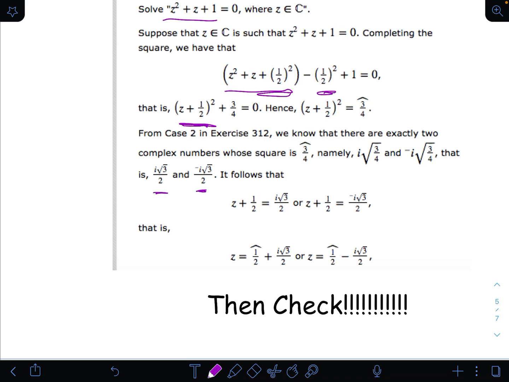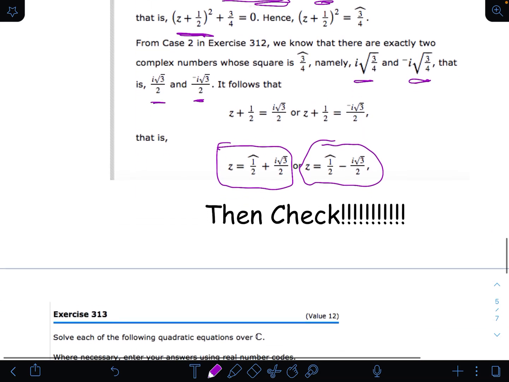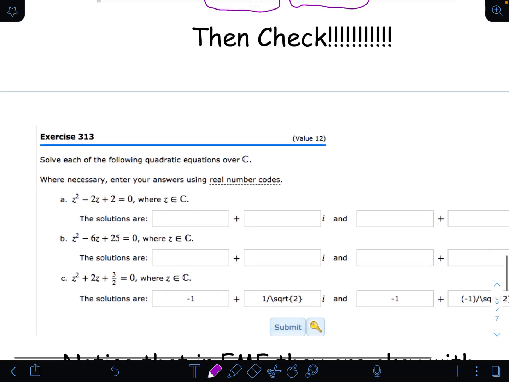We have exactly 2 complex numbers, so that's the square root of 3/4, namely i root 3/4 and negative i root 3/4, which simplifies as so. And thus you've got z equals negative 1/2 plus or minus i root 3/2. Now, we're showing you this so you can see that you can solve this using completing the square. That's really, really good. I want my A students to do that.